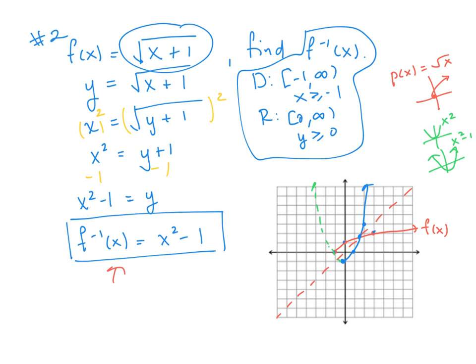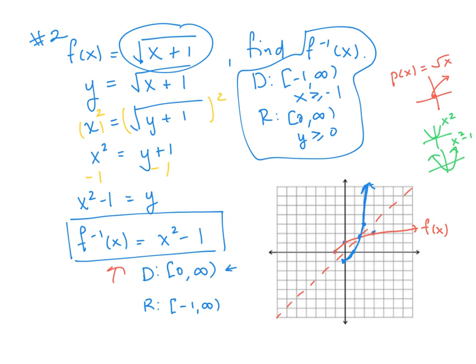The domain and range for the inverse, since x and y are switched, are just going to be switched. So if the domain for f is negative 1 to infinity, that means the range for the inverse is negative 1 to infinity. And if the range for f is 0 to infinity, the domain for the inverse is 0 to infinity. And so now if I look at my graph, this domain tells me only to plot these points where the x is greater than 0. And I don't want to graph the other part of the parabola because that's not part of the domain.